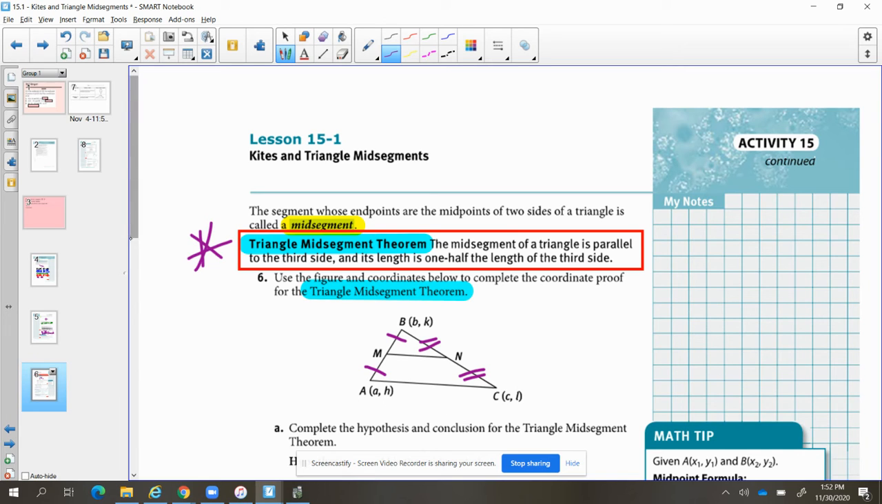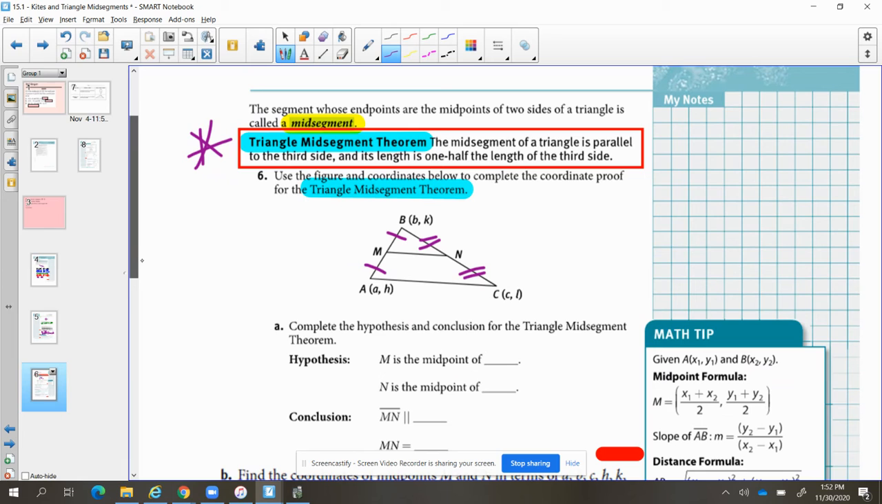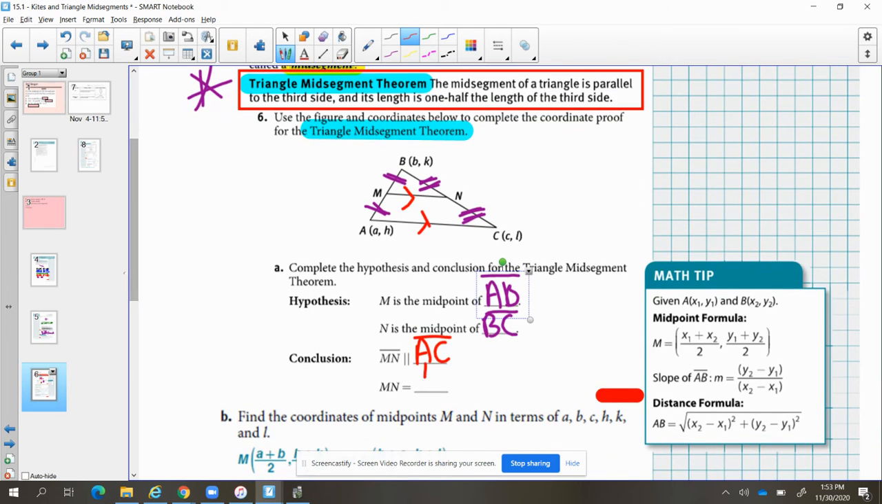So in this particular problem, what's basically happening is that M is the midpoint of segment AB, and N is the midpoint of segment BC. So here and then here we were just talking about. Then we know that MN is parallel to AC, the third side, and it's going to be half the length of that third side, AC. Okay.